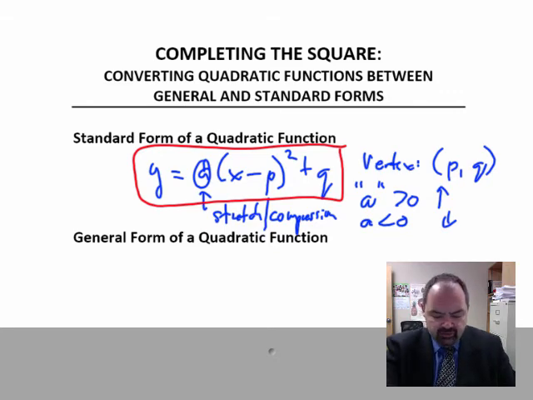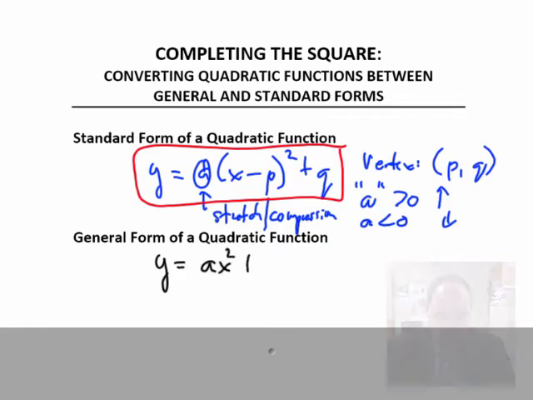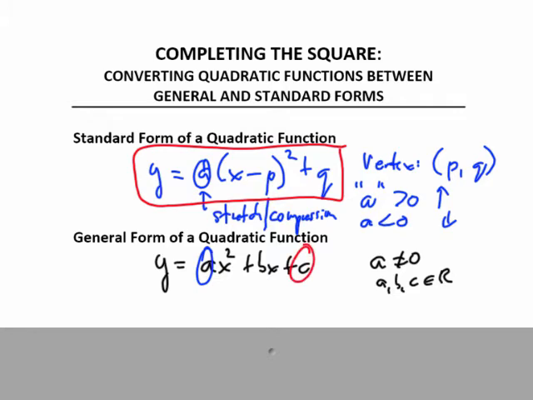The general form is what we started the unit with, and that was y equals ax squared plus bx plus c. And in both of these, by the way, a cannot be 0. A, b, and c are real numbers in the general form. And the a tells us whether it opens up or down, because it's the same a as in the standard form. But that's about all we can really tell. The only other thing that is handy that we can get quickly is the y-intercept, because when x is 0, y would be c. So c is the y-intercept.